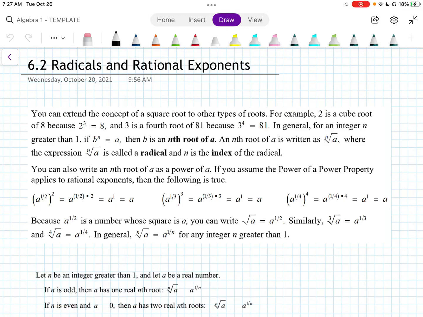All right, 6.2, radicals and rational exponents. So starting off, you can read this on your own. I'm going to kind of summarize it. We can generalize or extend the square root, right? We know that the square root of 4 is 2, right?